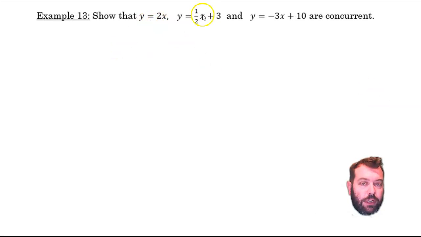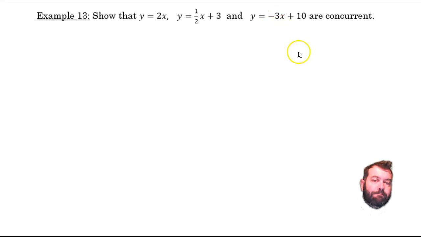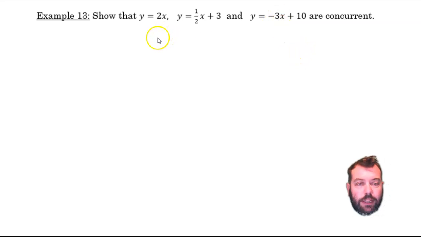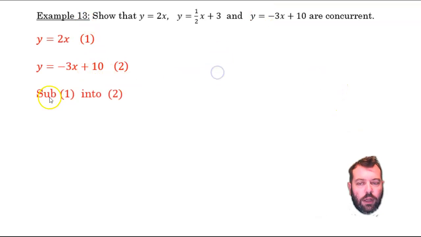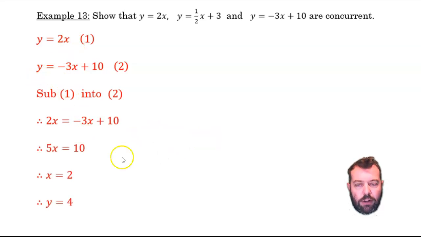So I have 3 equations here. I've got to solve 2 of them simultaneously, and I think that this first equation, y equals 2x, is well set up for substitution. I don't particularly like fractions where I can avoid them, so I'm going to substitute this into this. So here we go. There's my 2 equations labelled 1 and 2. I substitute 1 into 2, and instead of writing y here, I'm going to write 2x. So 2x equals -3x plus 10. Rearrange that: 5x equals 10, x equals 2.